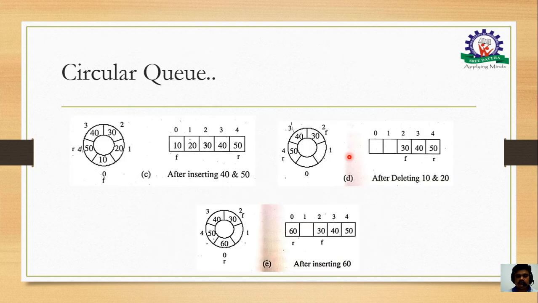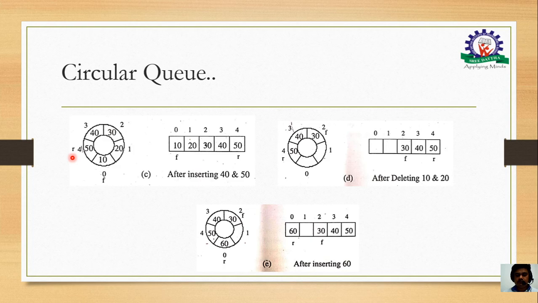Let us consider another situation, what you can observe in figure C. Next I am going to insert 40 and 50 in the circular queue. That is what you are observing: r is at index value 4, and f is at index value 0. Note that at this point the queue is full. Obviously, according to the picture on the screen, you can see that the queue is full.